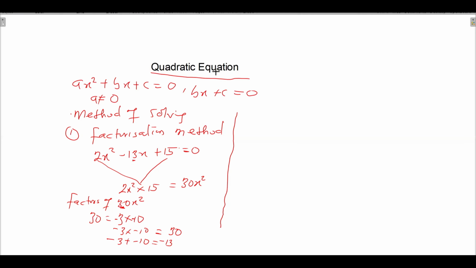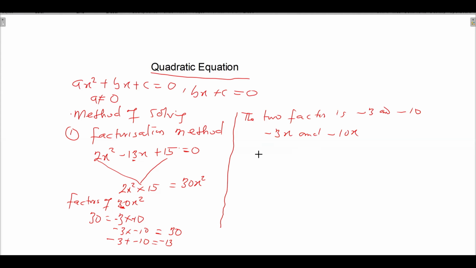Since I now know that the two factors are minus 3 and minus 10, I can add the x so that the factors are minus 3x and minus 10x. If I multiply these, it will give me 30x squared, and if I add them together, it will give me minus 13x. If you see, this quadratic equation has 3 terms: the first term, second term, the third term. So I want to change the minus 13x with these two to make it 4 terms so that I can group them in twos.